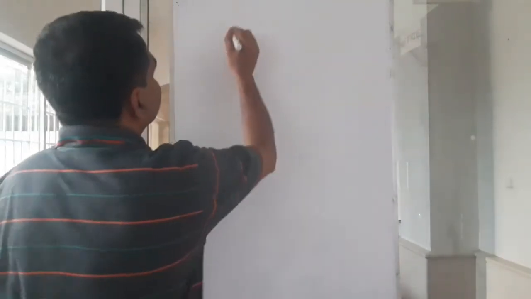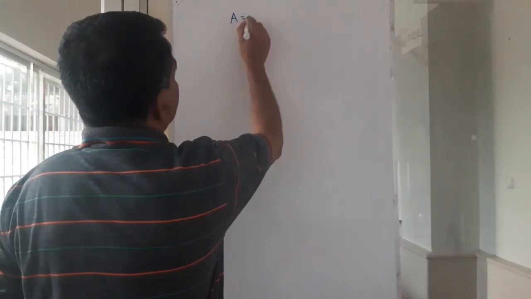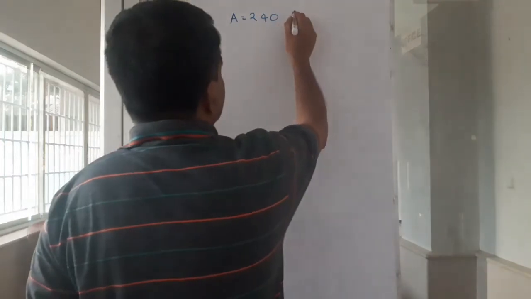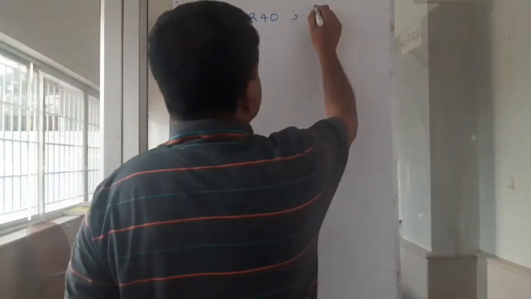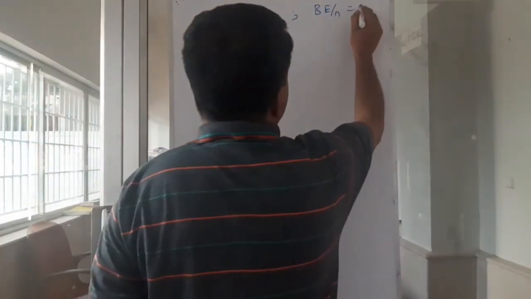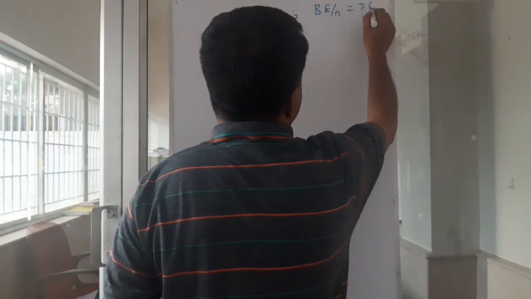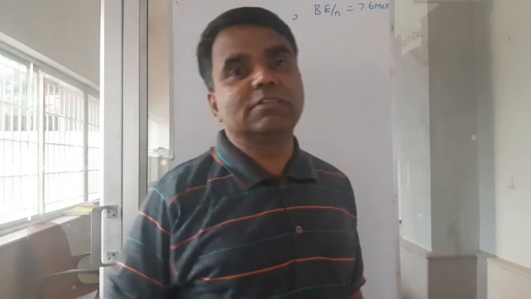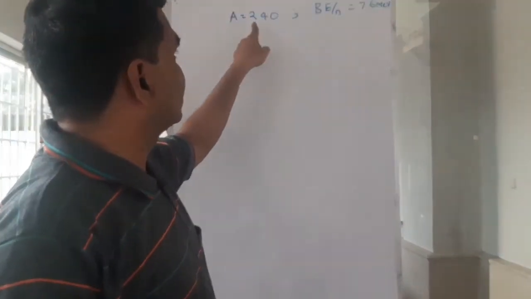It's like this. Let's take a typical 240 nucleon atom. So the mass number, let's say, is 240. For this mass number, if you remember, the binding energy per nucleon from the graph was about 7.6 mega electron volt. So for 240, it was about 7.6 mega electron volt.